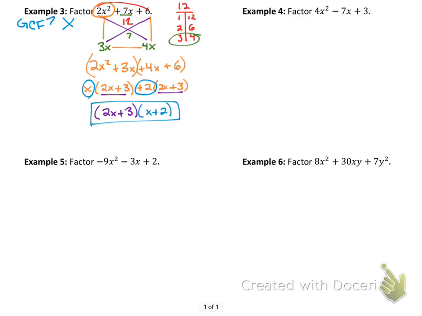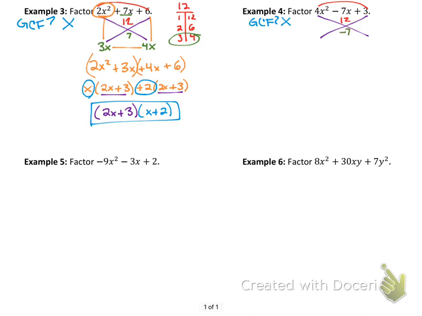Another one. 4, 7, and 3. Do they have anything in common? Is there a GCF here? The answer is no. 4, 7, and 3 don't have anything in common. So we're going to go ahead and set up our cross method. 4 times 3 is 12. Negative 7 goes on the bottom.